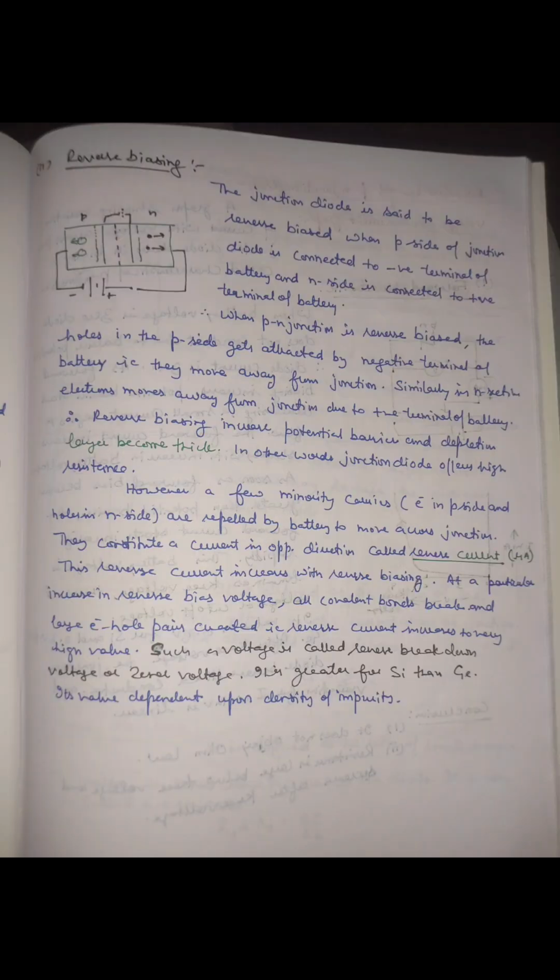When p section of junction diode is connected to negative terminal of the battery and n section is connected to positive terminal of battery, junction diode is said to be reverse biased. In reverse biasing, the majority carrier move away from the junction. Therefore, depletion layer become thick. In other words, resistance increases. However, minority carriers are repelled by battery to move across the junction, therefore they constitute the current in opposite direction called reverse current.